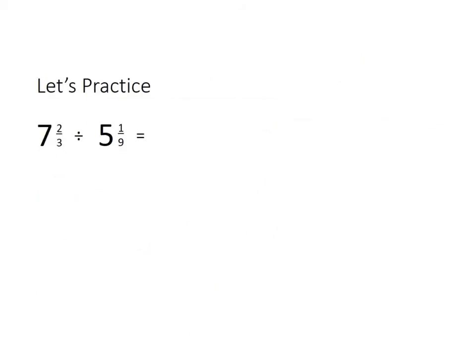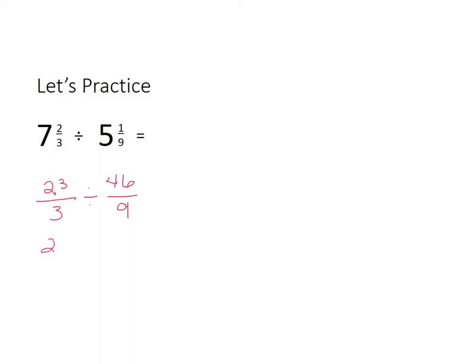Let's do some more together. This time I didn't put the steps on there. Let's see if we can remember how to do it. We're going to take 7 and 2/3 divided by 5 and 1/9. What was step 1? Okay, hopefully you said change the mixed numbers to improper fractions. So the first one, we're going to take 3 times 7 plus 2, which is 23 over 3. Second fraction, we're going to take 9 times 5 plus 1, which is 46 over 9.